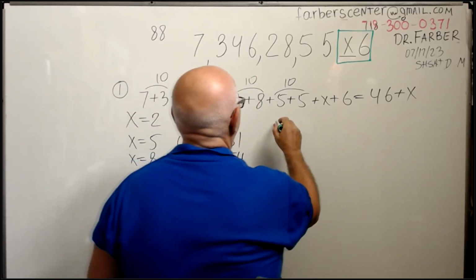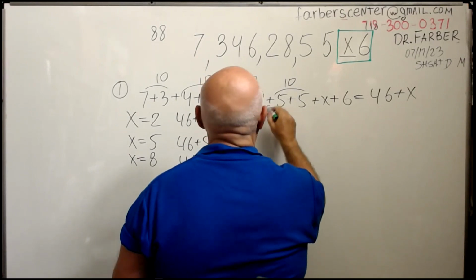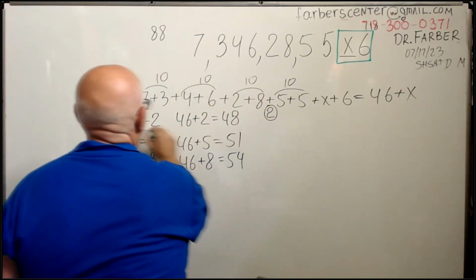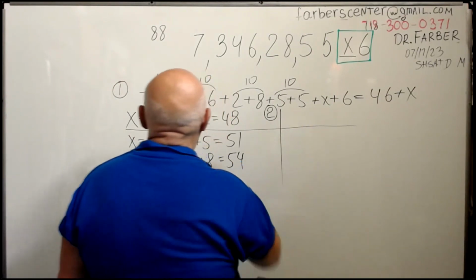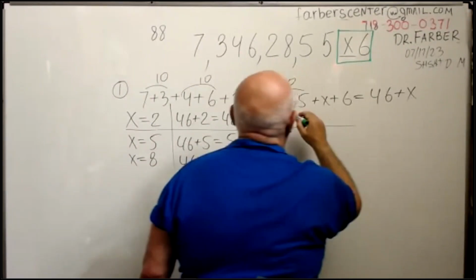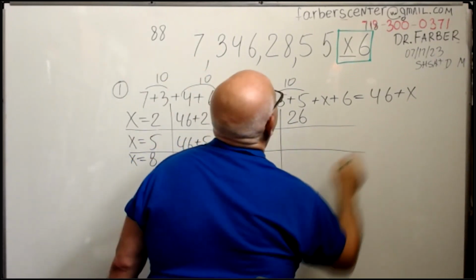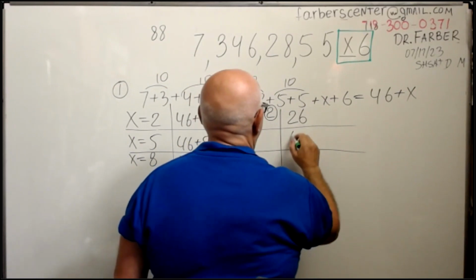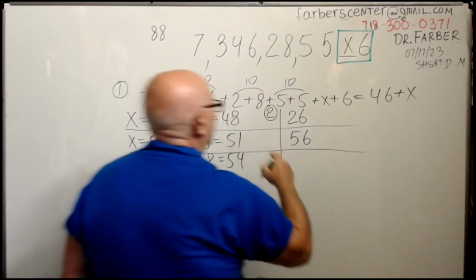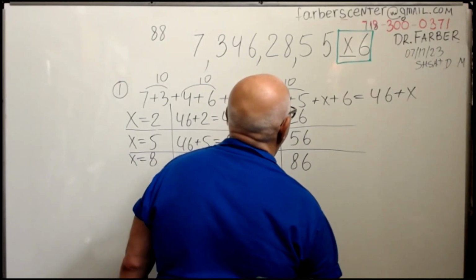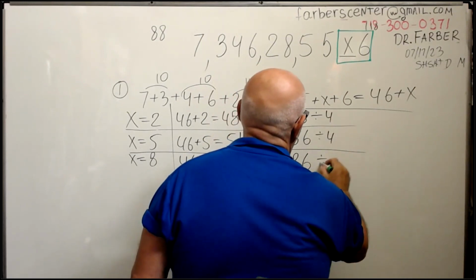Let me check step number 2. I use this step number 2. If x equals 2, I make this to save space and time, the last 2 digits would be 26. If x would be 5, the last 2 digits would be 56. If x equals 8, the last 2 digits would be 86. By the divisibility rule by 4, we have to check if they are divisible by 4. Right?